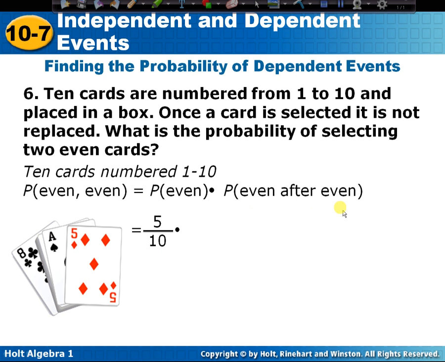Now our probability of even after even. So we're going to assume that we've picked out one of those even cards and we've not put it back. So we only have 4 of the 5 even cards left, and we only have 9 total cards left to choose from the second time. So 5 over 10 times 4 over 9 gives us 2 over 9 reduced, which is 0.222, or 22.2%. Again, you need to have your reduced fraction, your decimal, and your percentage for that. Make sure you have all that written before you move on.